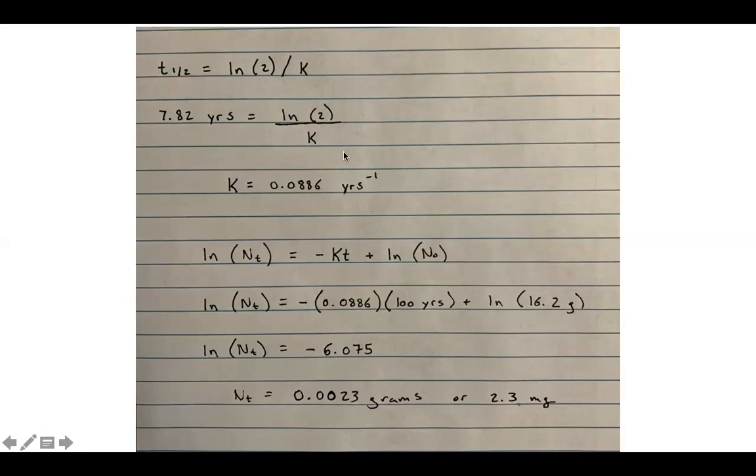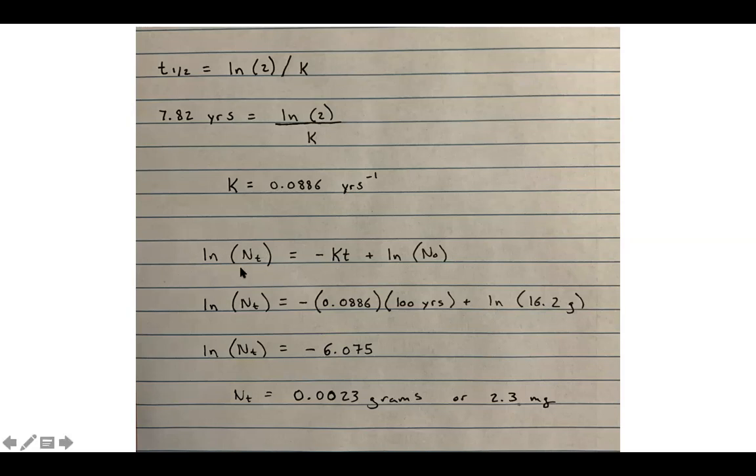Okay, and so when we solve for K, it comes out to 0.0886 years to the negative first. Okay, that's the units on it. So now that we have our rate constant, we can use that in our integrated rate law to eventually solve for NT, which is, again, the amount of radioactive isotope remaining after the century.